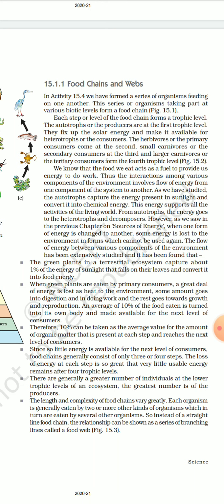So we can say that they are the first to produce energy, and they lay the foundation for the production of energy for the entire food pyramid. This is the first energy that is produced. From autotrophs, the energy goes to the heterotrophs and decomposers. However, as we saw in the previous chapter on sources of energy, when one form of energy is changed to another, some energy is lost to the environment in forms which cannot be used again.